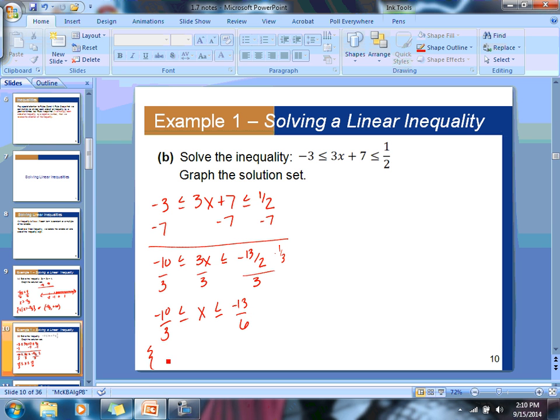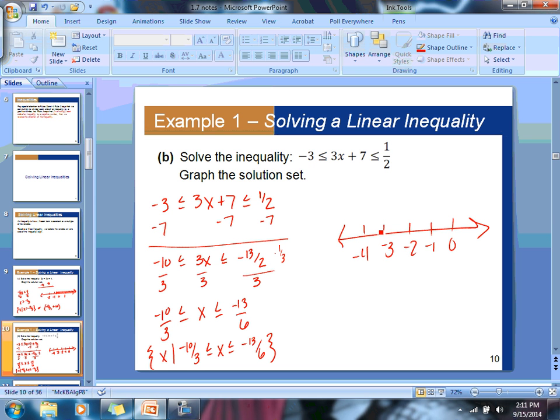And again, you could do your squiggly brackets, x, such that negative 10/3 less than or equal to x less than or equal to negative 13/6. If you want to write them as mixed numbers or if you want to write them as decimals, that's fine. And if I was going to graph my solution, let's see, I need to go probably about negative 4, negative 3. Let's see, negative 10/3 is about negative 3 and 1/3.